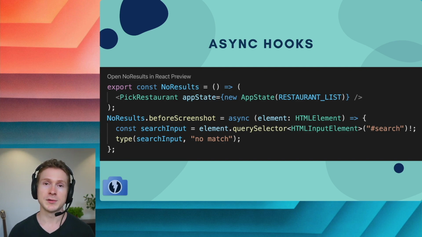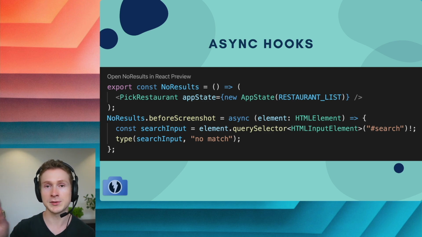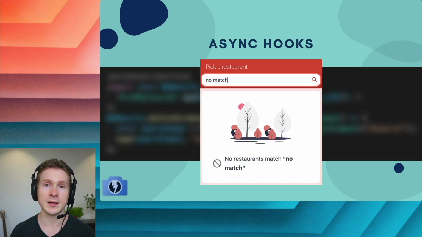One thing that's quite useful with ViteShot is that you can add async before screenshot hooks, which let you configure and interact with your component before you actually take the screenshot. Here, I want to take a screenshot of a specific component after typing something into the search bar to make sure that there are no results, and I want to see specifically the empty state. So what I do here is I just use plain vanilla JavaScript to type into my search bar, and that's the screenshot that we get as a result.